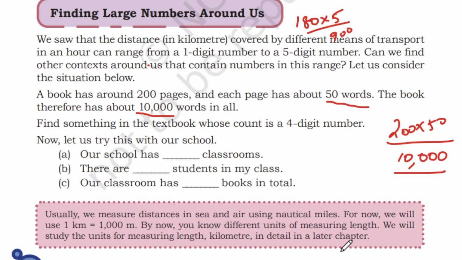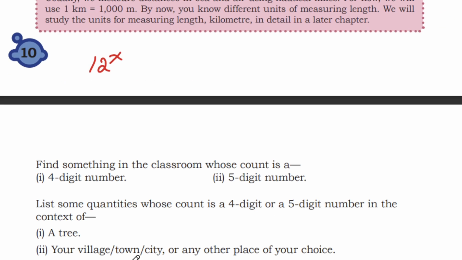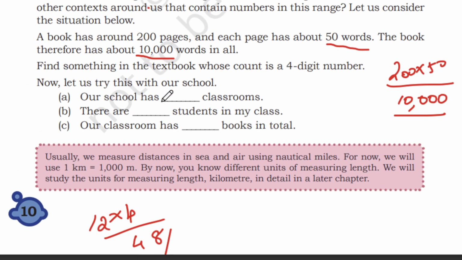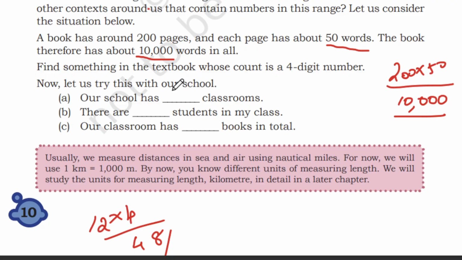So each standard will have 4 sections, right? So till 12 we have A section, B section, C section and D section. A, B, C, and D. So we have 4. So 12 into 4. 4 twos are 8, 4 ones are 4. So 48. So how many classrooms do we have in total? That comes in 4 digits.